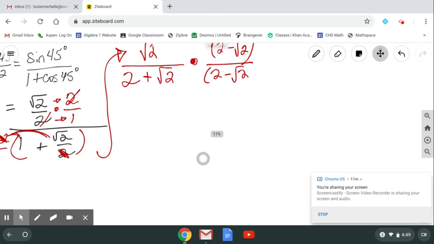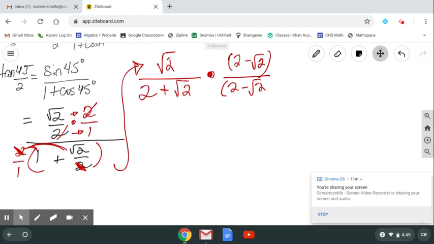So now we're going to have to do distributive property twice here. We're going to do distributive property 2 times radical 2. So right here, 2 times radical 2 is 2 radical 2. And then you have radical 2 times radical 2. So minus radical 2 times radical 2 is technically the square root of 4, which is 2.